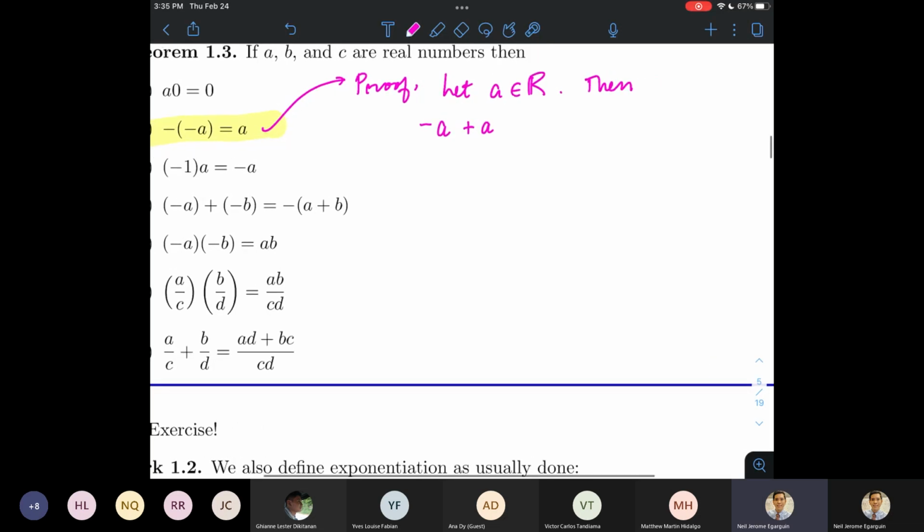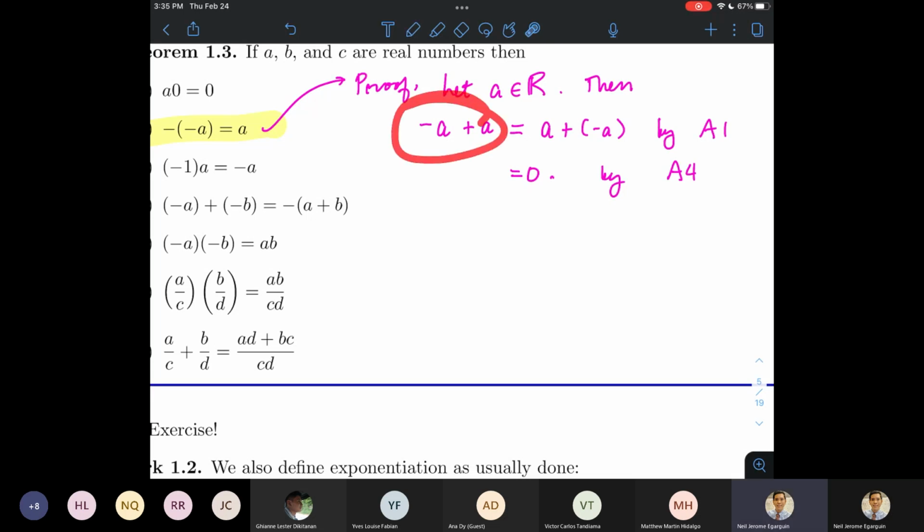But that's easy, kasi gagamit lang ako ng commutativity. Pwede ko itong masulat as A plus negative A by commutativity, A1, commutativity of addition. And then this is equal to 0 by A4, property of multiplicative inverses. Okay? And now, what do we have here?